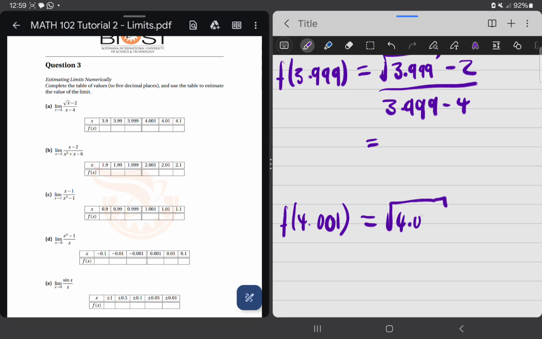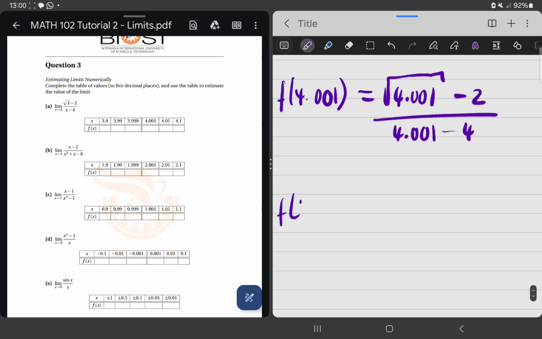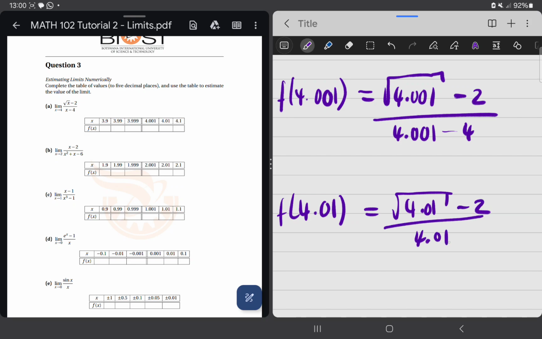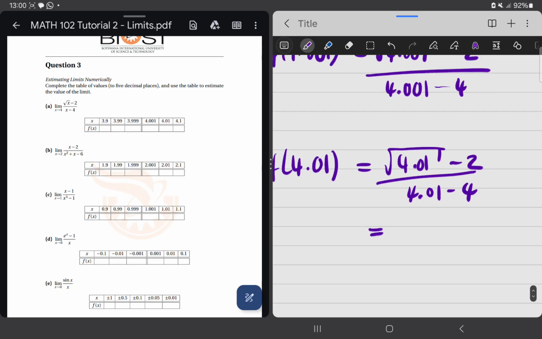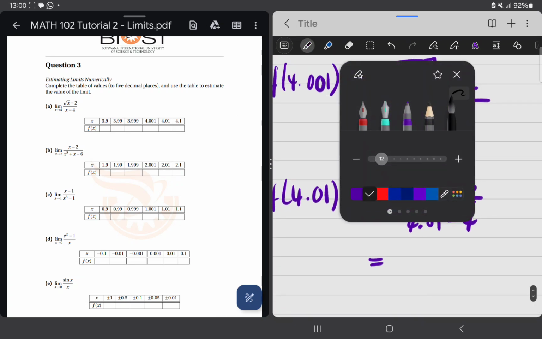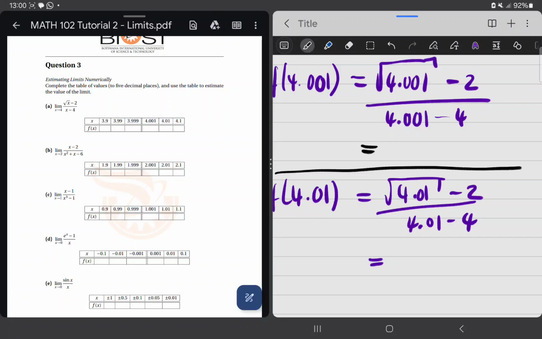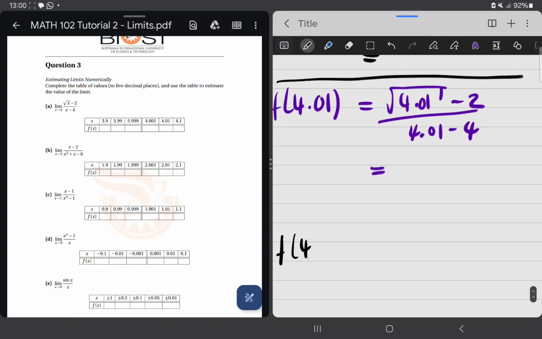So the job here is just to evaluate, okay? To be able to put it, this is where you're going to have to do some work. So it is all over 4.001 minus 4. And I can do the same for 4.01. And this is going to be the square root of 4.01 minus 2 over 4.01 minus 4. Then I'll get a solution. So I should put another space here for the solution. Then I'll go and say f of 4.1. Now this will be the square root of 4.1 minus 2 all over 4.1 minus 4.